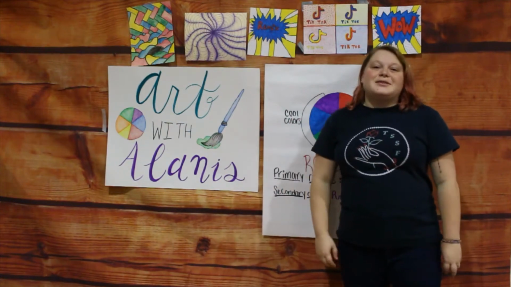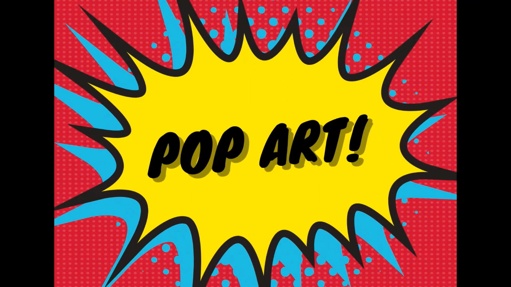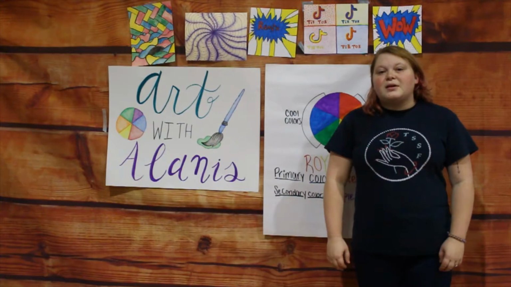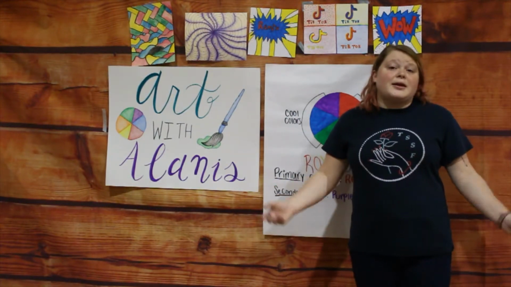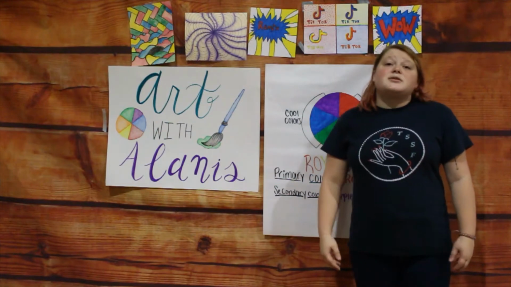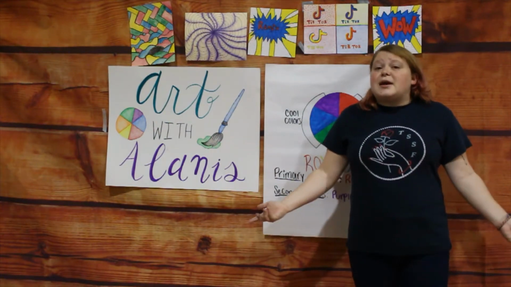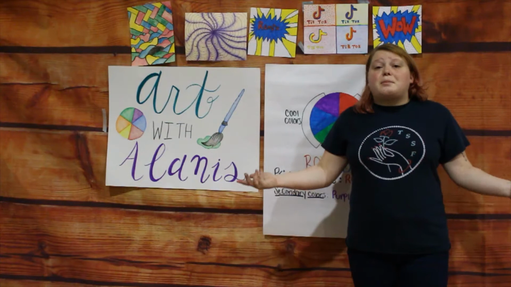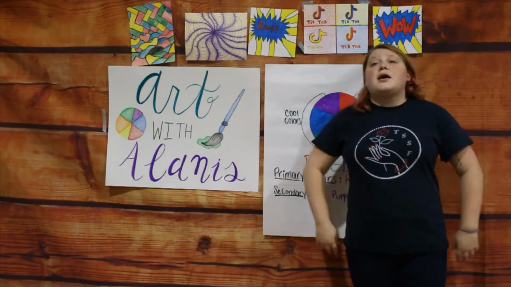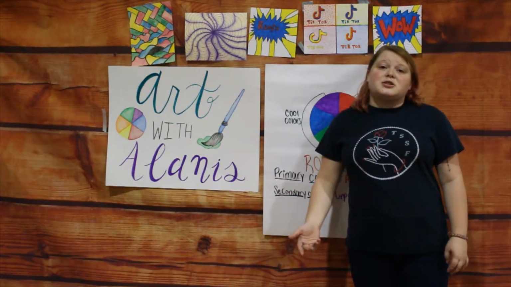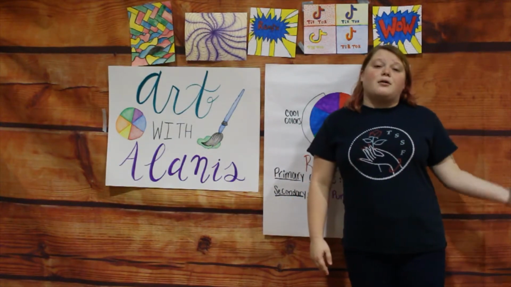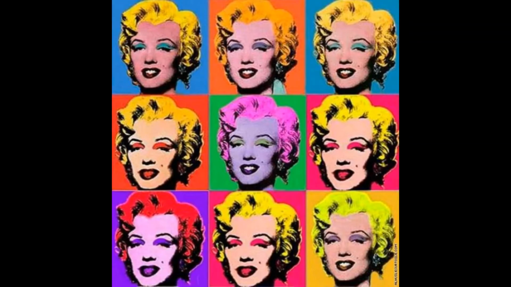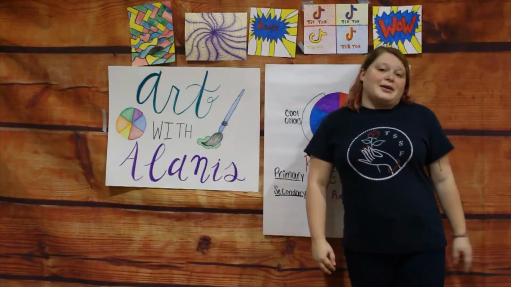This week we are going to do pop art. Pop art began around the 1950s and it started in the UK and the United States. What it is exactly is art that includes things that are popular from the world around. Andy Warhol and Roy Lichtenstein are two famous pop artists. Here are some works by Andy Warhol. And here are some works by Roy Lichtenstein.